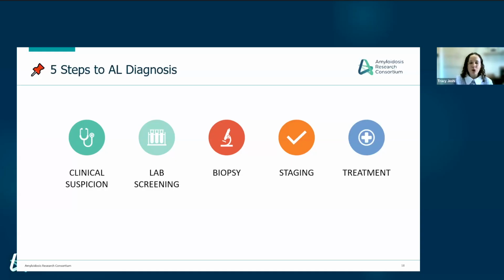Each step in this process is important to ensure the right diagnosis and treatment plan. The sooner AL amyloidosis is identified, the sooner treatment can begin to prevent further organ damage. In the next slides, we'll go deeper into each of these steps and what they mean for you.